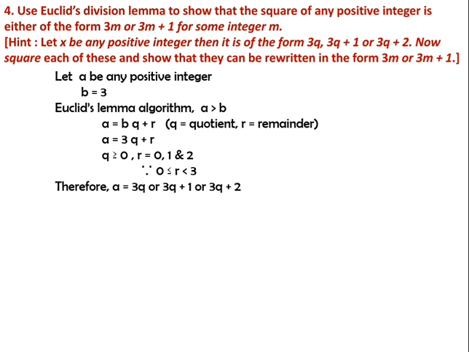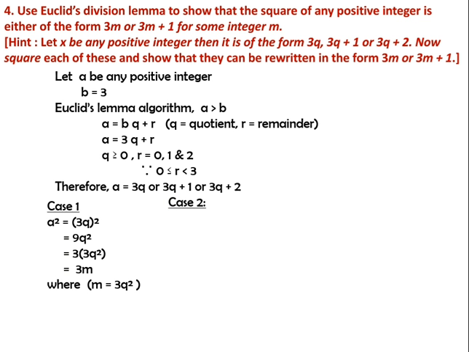First case, a equal to 3q. So a square is equal to 3q the whole square, which is 9q square. Taking 3 common, 3 into 3q square. So 3m, where m equal to 3q square.